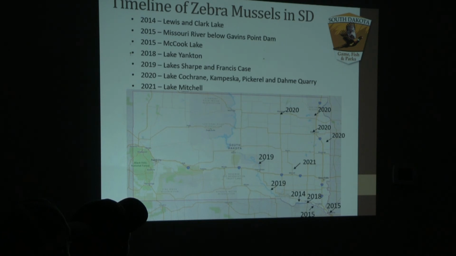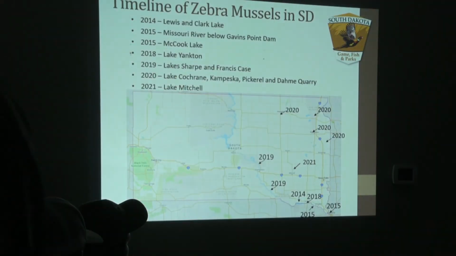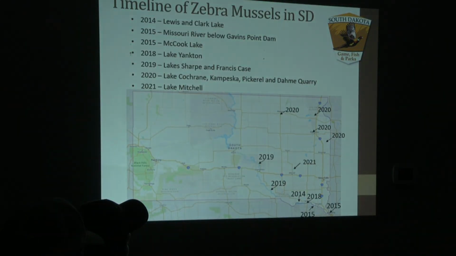And then in 2020, they took hold in the northeastern part of the state in Lake Cochrane, Lake Kampeska, Lake Pickerel, and then Dame Corey just south of Aberdeen. And then our last infestation was in Lake Mitchell, about 60 miles east of the Missouri River system. And luckily that was the only lake that we found infested in 2021, and we hope to continue that low of an infestation rate going forward.